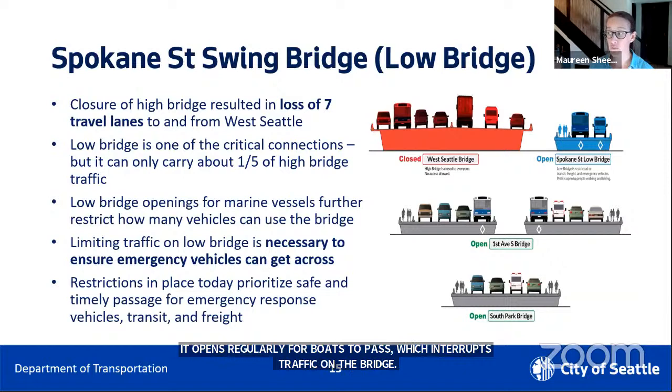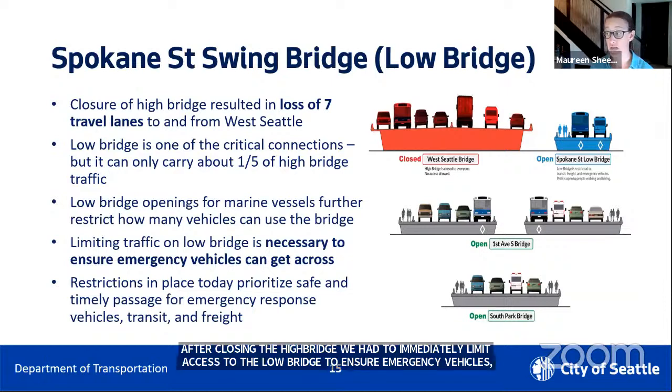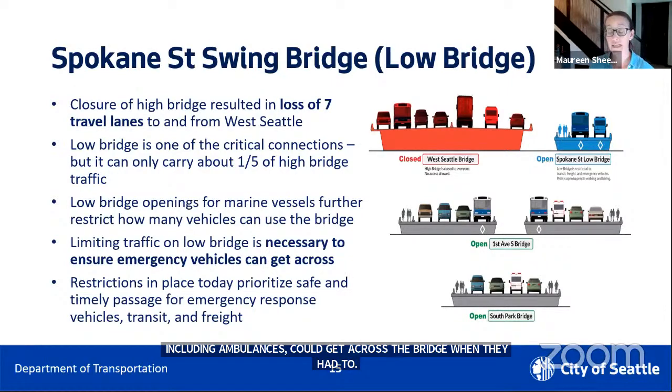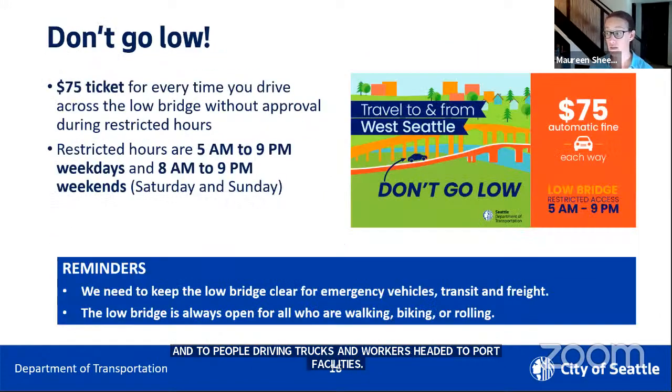After closing the high bridge, we had to immediately limit access to the low bridge to ensure that emergency vehicles, including ambulances, could get across the bridge when they had to. We carefully prioritize low bridge uses because we know that it's extremely important to keep traffic moving so that the low bridge is accessible to people traveling on transit and to people driving trucks and workers headed to port facilities. And this is why we had to put restrictions on who could use the low bridge in order to keep congestion down and to keep traffic flowing.